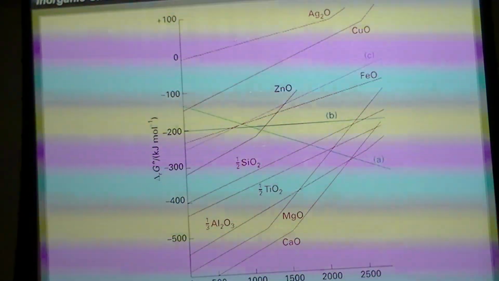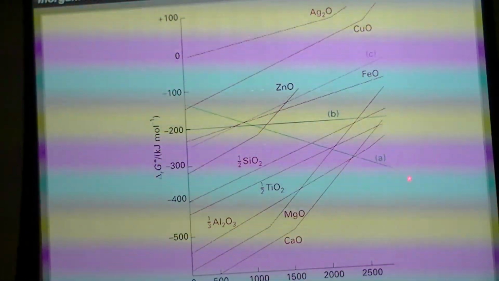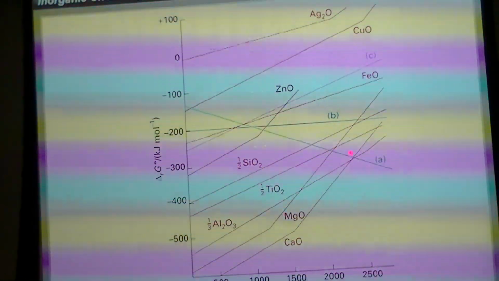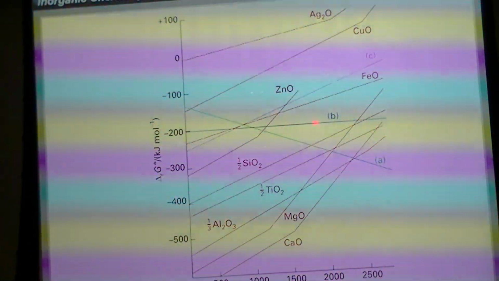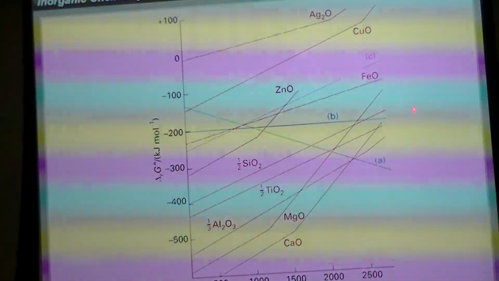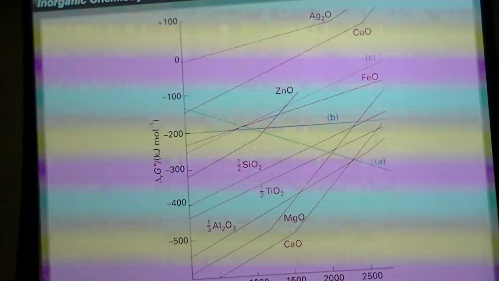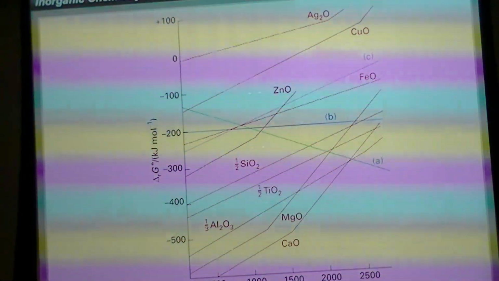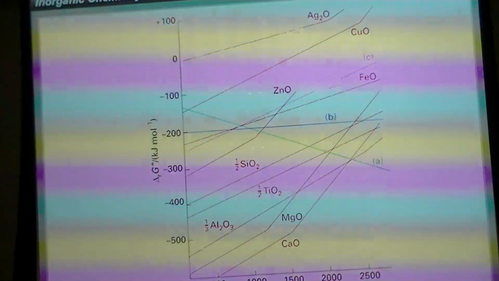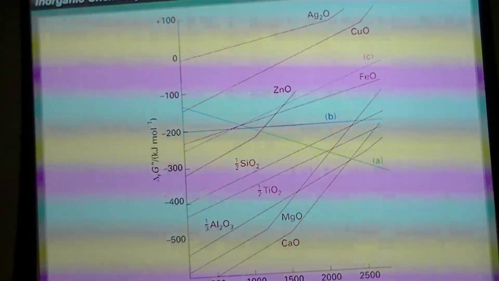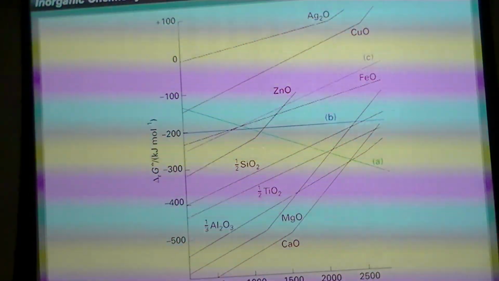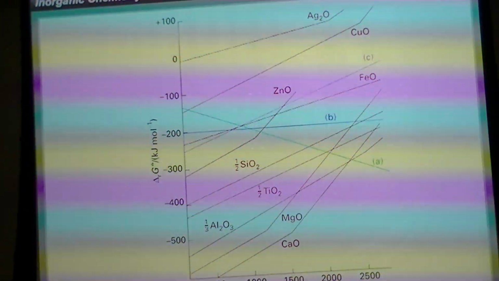And this is an Ellingham diagram. Unfortunately, they forgot to label it. This green line here is carbon to carbon monoxide. This blue line here is carbon to carbon dioxide. And this magenta line here is carbon monoxide to carbon dioxide. But what you have to see is the temperature at which the metal oxide lines cross these lines, because those are the minimum temperatures necessary for carbon to start behaving as a reducing agent.